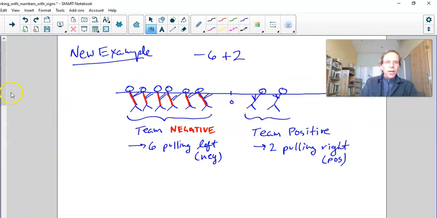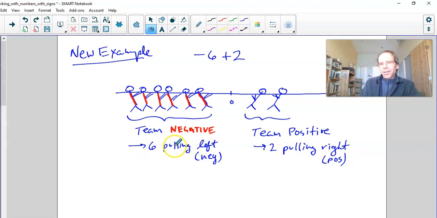Let's move on to another example. Let's say we have -6 plus 2. Let's go back to the tug of war example. So team negative, they've got 6 people pulling to the left. Team positive, they only have 2 people pulling to the right. Who's going to win, and by how much?